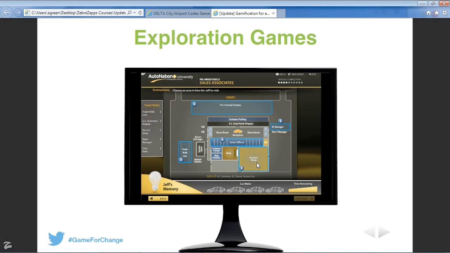So exploration games are optimal for allowing learners to explore a variety of options in order to achieve different outcomes. So these are very similar to real world. And I like to tell the story that in the real world, in my 15 plus years of actually working, nobody has ever come up to me and said, Angel, quick, A, B, C, or D, what's the answer to, you know, this customer's concern? And then I chose from a number of different options, and then they said, no, wrong, try again. That's not what happens in the real world, right?